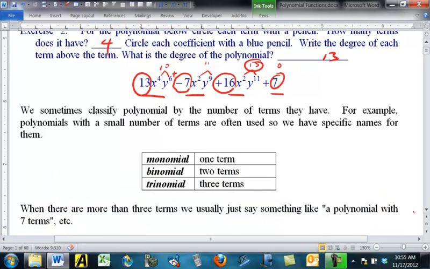We have some special names for some really small polynomials. If it only has one term, it's called a monomial. Remember, mono is 1. Bi is 2, so 2 terms is a binomial, and tri is 3, so 3 terms is trinomial. You could talk about quadrinomials and pentanomials or whatever, but usually, once it gets beyond 3, we'll just say something like a polynomial with 7 terms.